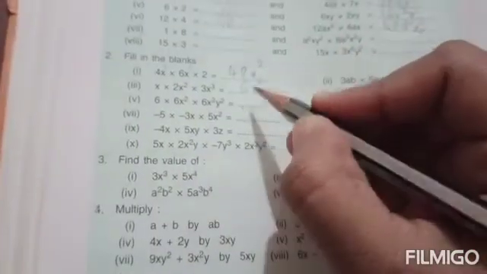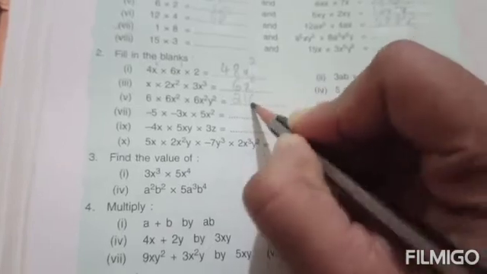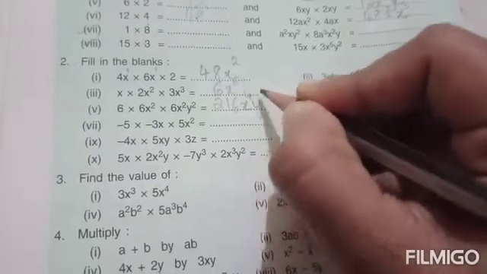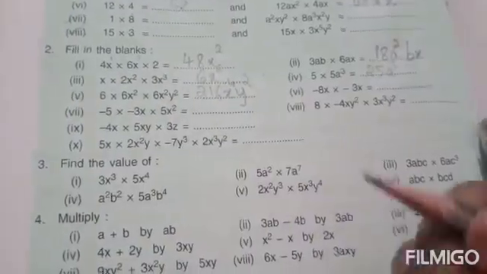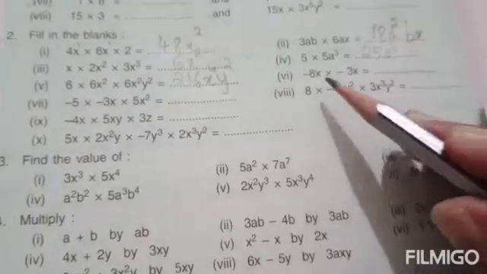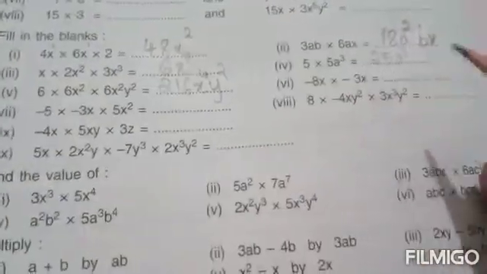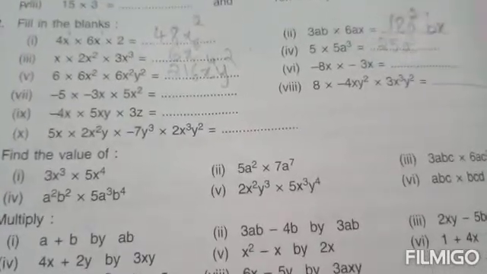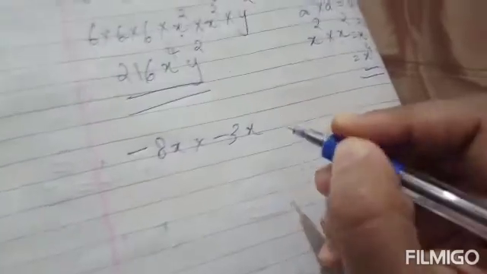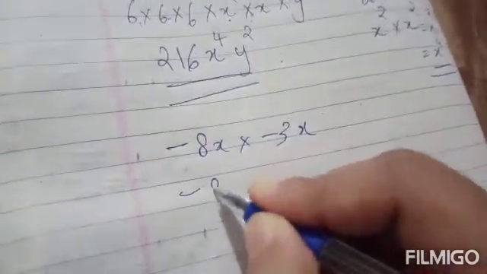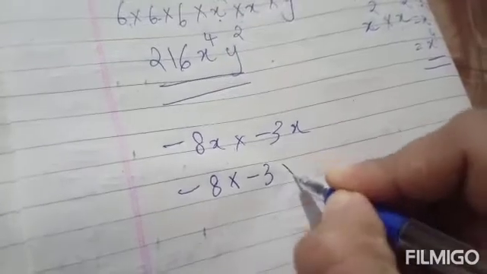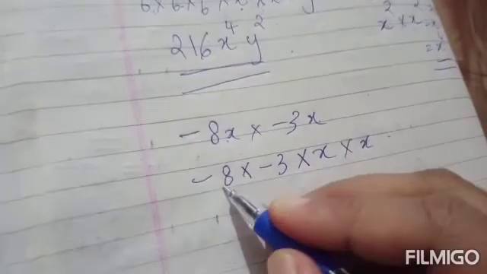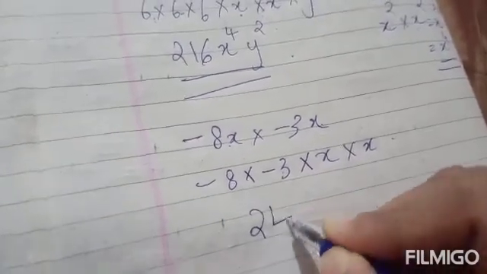Okay, so here 216 x raised to 4 y raised to 2. This is the answer. Okay, next sixth one, minus 8x into minus 3x. So minus 8 into minus 3. First you have to find that. While grouping, you will write minus 8 into minus 3 into x into x. So what is minus 8 into minus 3? It is 24.